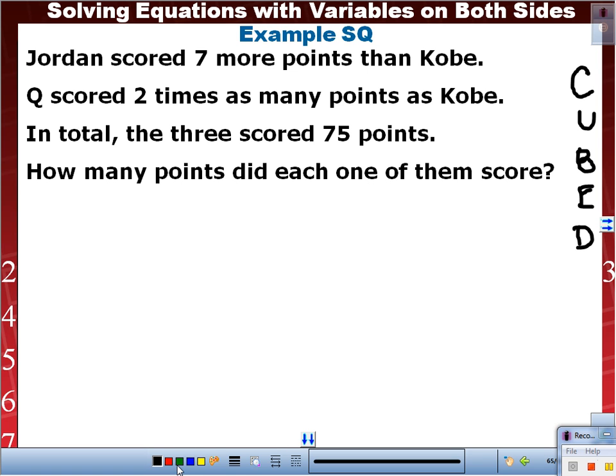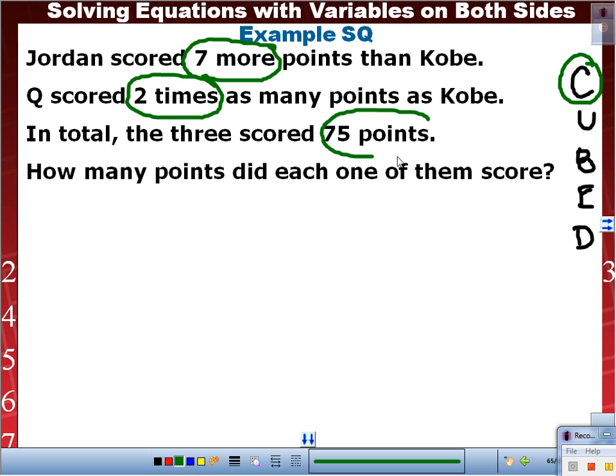So let's get started. I'm going to start with the color green. I'm going to circle the letter C because the letter C stands for circle important numbers. So what are important numbers from this problem? 7 more, 2 times, and 75 points. That's important. So we're circling important numbers.